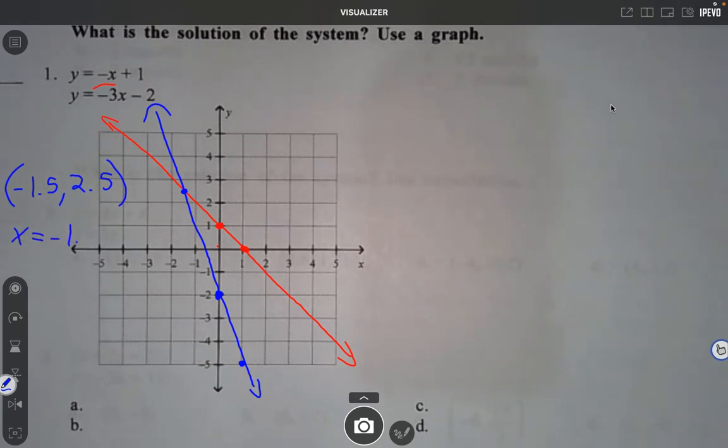Some of you that use a calculator may write your answer like that. That's the same thing. That's an X value, that's a Y value. That's an X value, that's a Y value. Okay? Did we get that one?